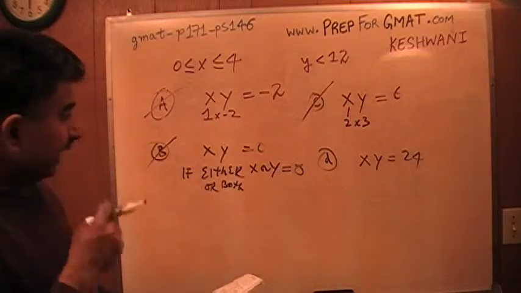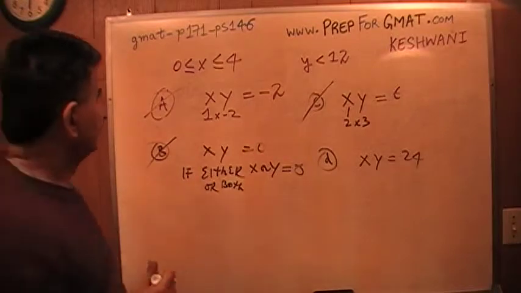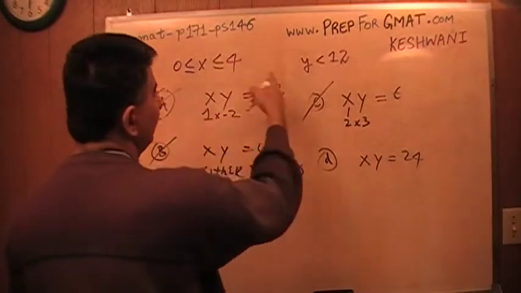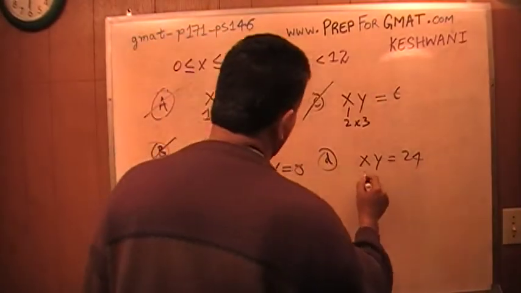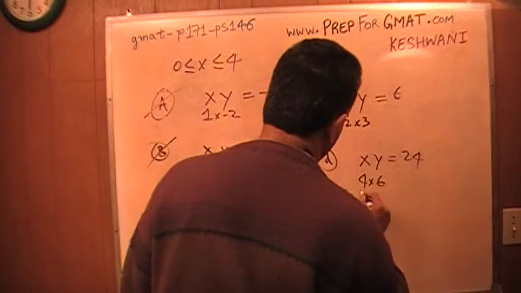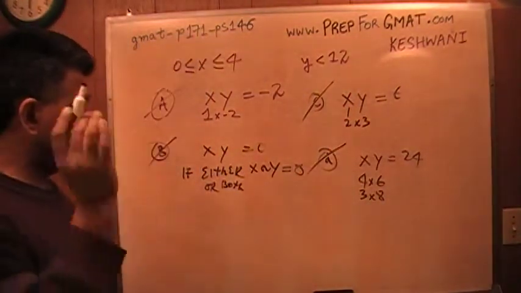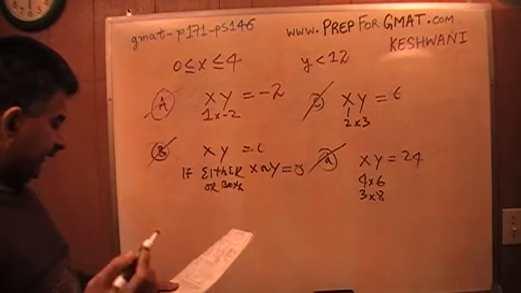What about x times y being 24? Well, it could be anything. x could be 3, y could be 8, or x could be 4, y could be 6, or 3 and 8. So that is possible. Again, there are many possibilities there. Let's take a look at E.